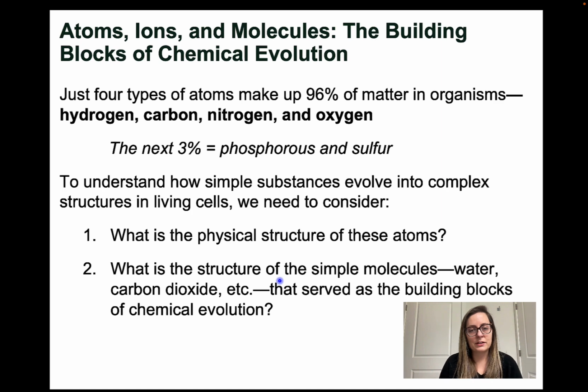So let's talk about atoms. Just 4 atoms make up 96% of all matter in living organisms. And those atoms are hydrogen, carbon, nitrogen, and oxygen. We can get up to 99% if we include phosphorus and sulfur. So very few, just 6 atoms, make up most of human life or animal life. To understand how these simple substances evolved into complex structures that are in living cells, we have to first consider the physical structure of these atoms and how these atoms form into simple molecules that serve as building blocks in chemical evolution.